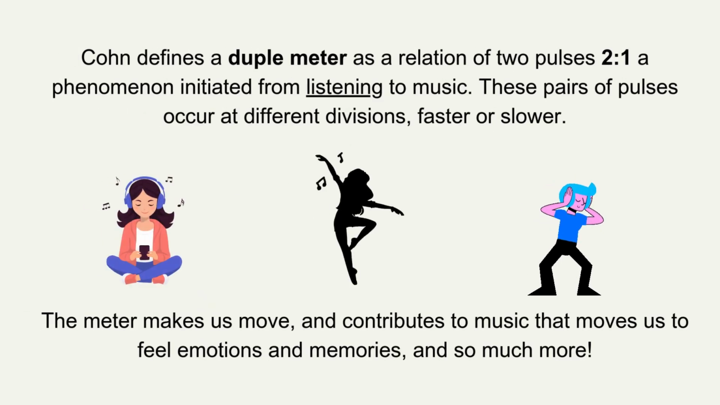Cohn defines a duple meter as a relation of two pulses, two to one, a phenomenon initiated from listening to music. These pairs of pulses occur at different divisions, faster or slower. The meter makes us move and contributes to music that moves us to feel emotions and memories, and so much more.